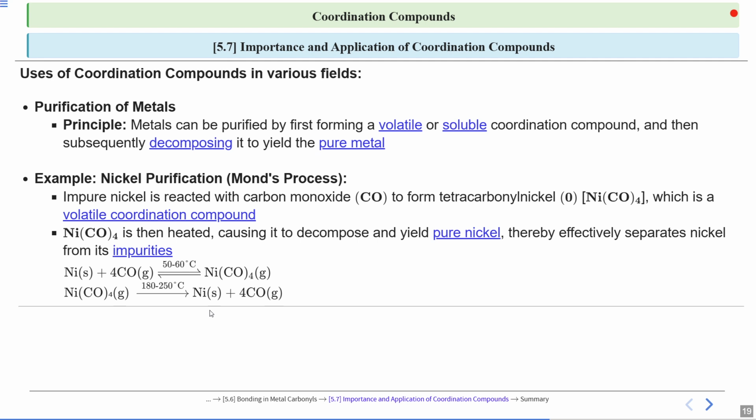So this is the process of nickel purification, or Mond's process, where we are using the concept of coordination compounds.